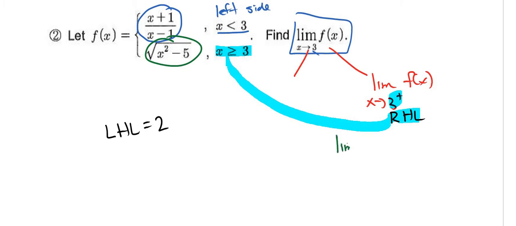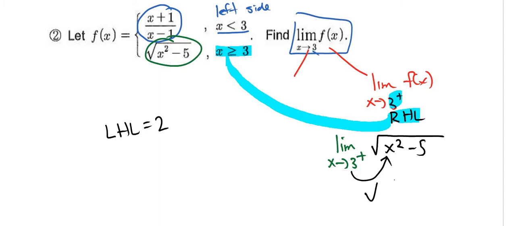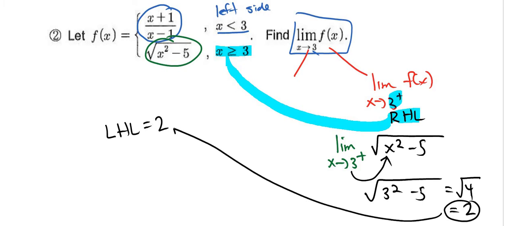So if I need to write my limit statement, it would be x approaches 3 from the right-hand side, and then I would just write out the entire function here. And for this question too, I can do a direct substitution. So this would be 3 squared minus 5. 3 squared minus 5 is going to be root 4, and root 4 is 2. And then you'll know, my right hand limit is 2, and that equals the left hand limit.